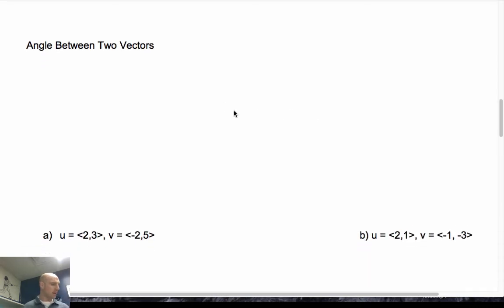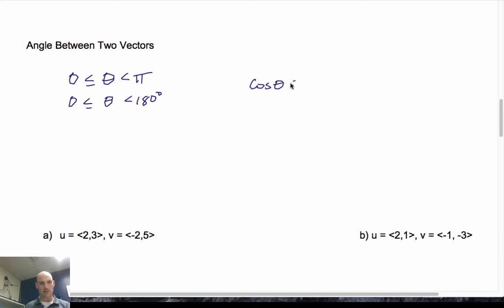Angle between two vectors. Angle between two vectors looks like this. When you have two vectors, they go off in specific directions, so you've got an angle between them. It's going to be an angle between 0 and pi, or 0 and 180 degrees, and that's what we have to keep in mind. You can draw it out, but really it comes down to a formula. So the angle between two vectors is given like this.